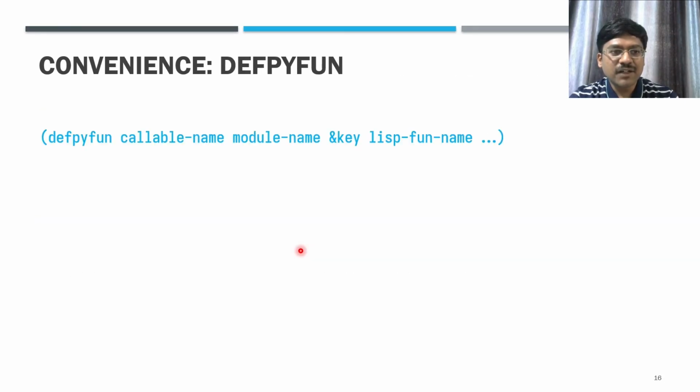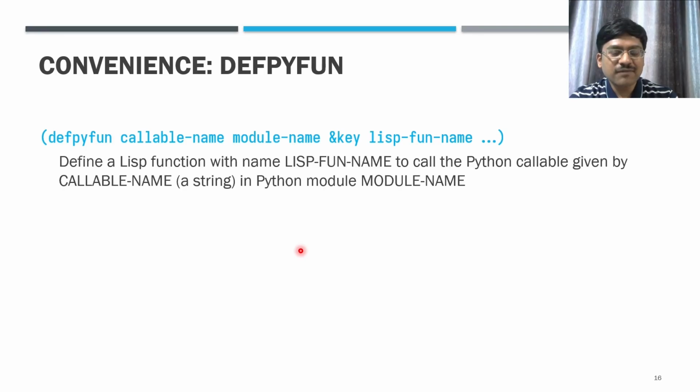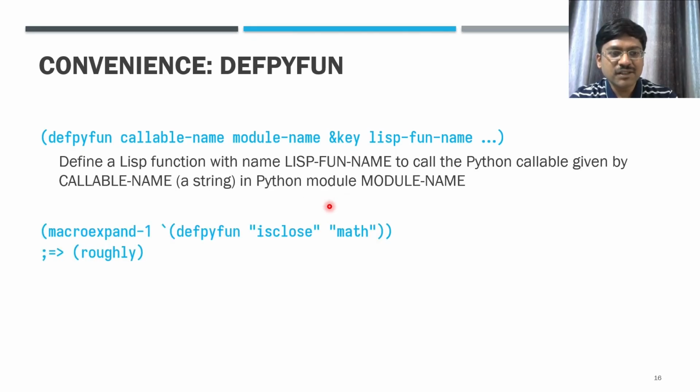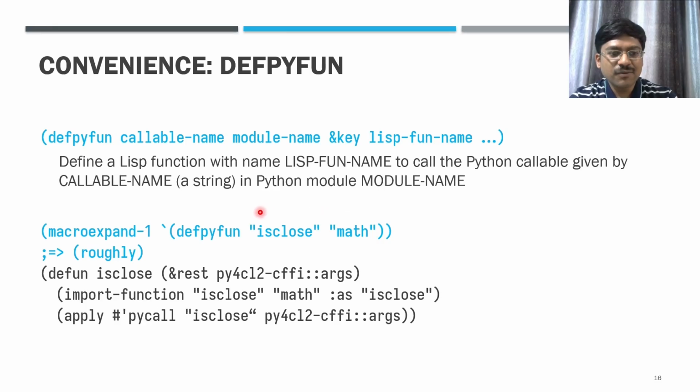Then there's defpyfun. It takes in a callable name and a module name, and it defines a Lisp function, lisp-fun-name, to call the Python callable given by the callable name and Python module name. So if we check the macro expansion of this, it roughly expands into an import-function form and a pycall form, an import-function form and an apply pycall form.